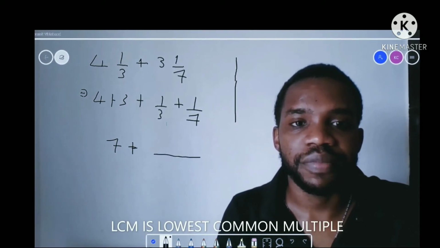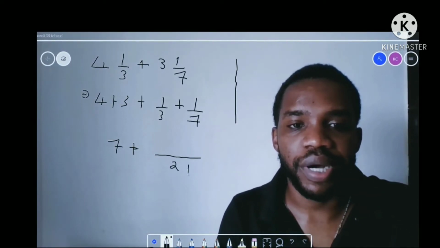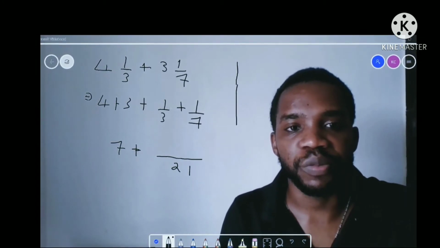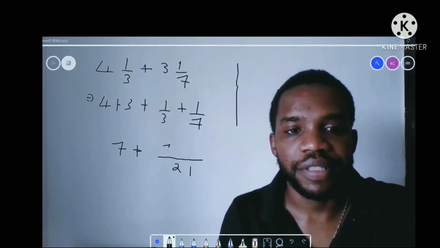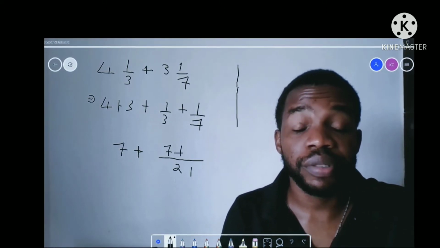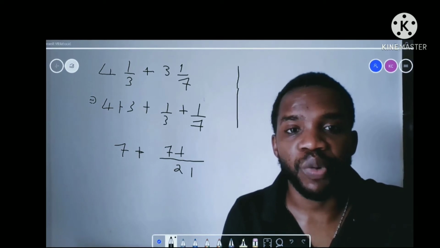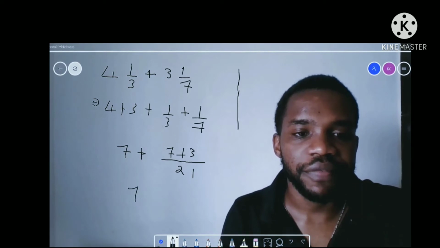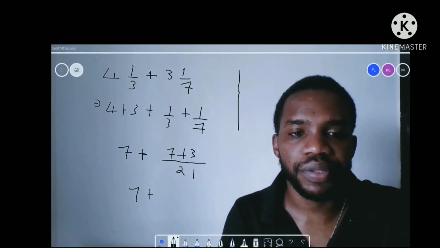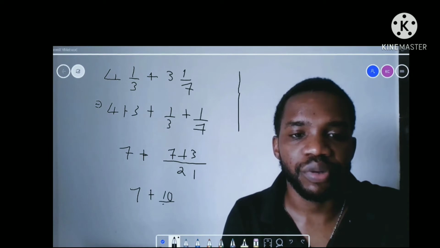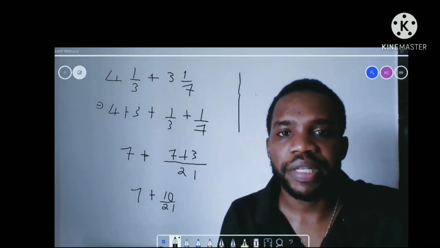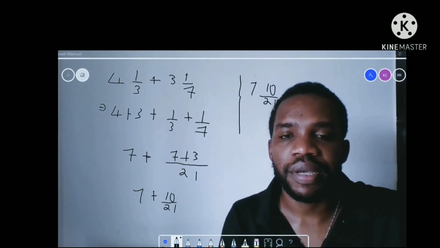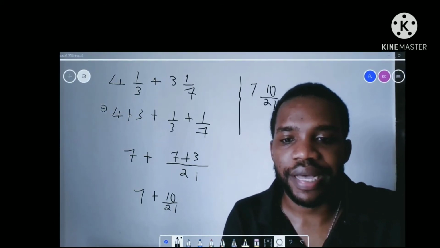Now, the LCM of 3 and 7 is 21. Now, 3 into 21 is 7, and we multiply the numerator by 7. So we're gonna have 7 plus 4. 7 into 21 is 3, and 3 times 1, which is my numerator, is 3. So I am gonna have 7 plus 3 is 10. That's going to give me 10 over 21, which ultimately breaks down to 7 and 10 over 21. Now, since this can't go any further, then that is our final.